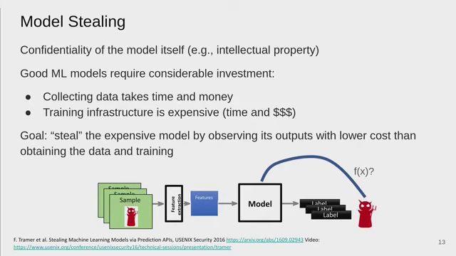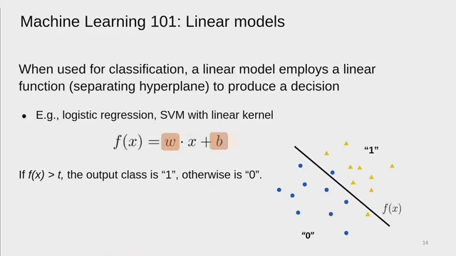As I said, this is not going to be a machine learning class, so we're going to be extremely simple. We're going to look at a linear model where we're just doing a very simple classification. A linear model employs a linear function that separates the hyperplane to produce the decision. For example, logistic regression, SVM with a linear kernel. And we have a very simple function. f(x) is the parameter w times x plus the constant offset b to move the hyperplane. If f(x) is larger than t, then the output class is 1. Otherwise, the output class is 0 in this simple example that we have here.